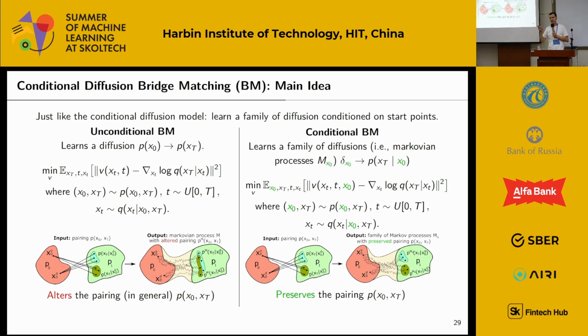It's a very naive idea, ideologically the same as what we do in conditional diffusion models. So instead of just learning one unconditional diffusion, we learn many conditional diffusions. Each diffusion starts at its corresponding point and maps it to the distribution which corresponds to this point. Yes?